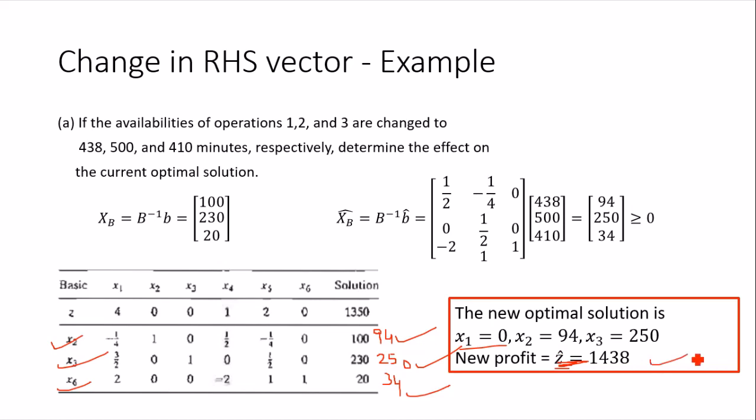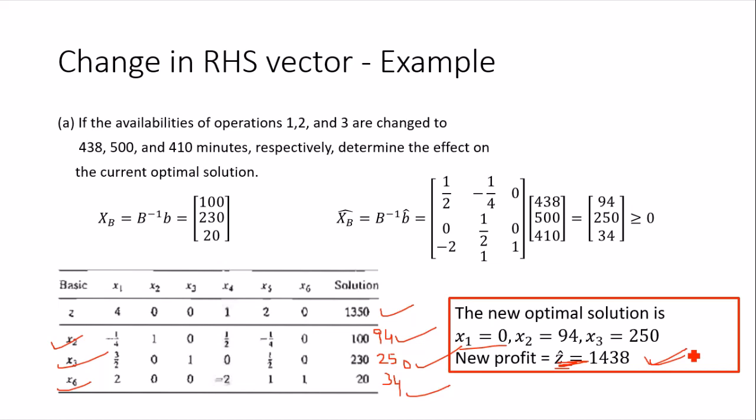You can put the values of x1, x2, x3 into the objective function and get your new value of profit. So you're actually getting an increase in profit. Your earlier profit was 1350, but now you're getting 1438. They can ask you a further question whether the introduced change is beneficial or not. So yes, this is beneficial and profitable. So that finishes part A.